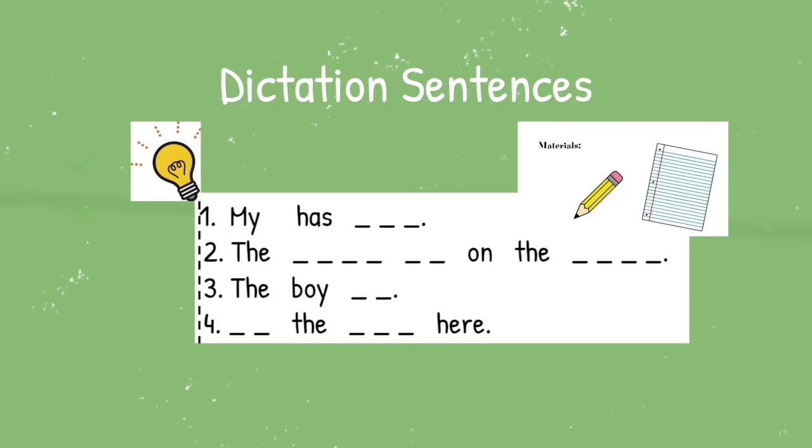The first sentence is my. Whoops, I forgot a word, friends. I'm so sorry. That doesn't make sense the way it says. My has. Okay, it should say my dog, which you can spell dog. D-o-g. My dog has, now here's the word I really want you to focus on. Fangs. My dog has fangs.